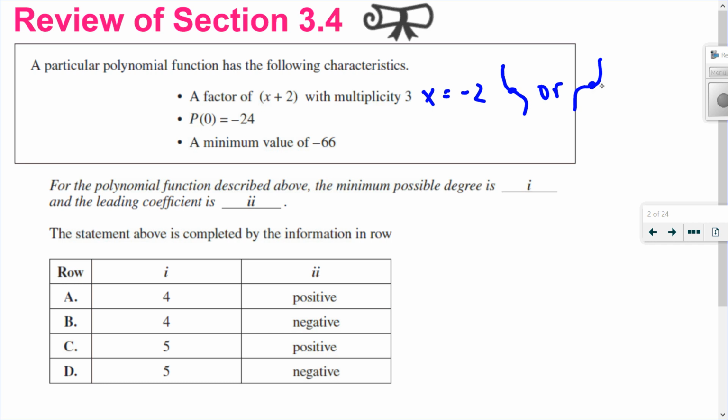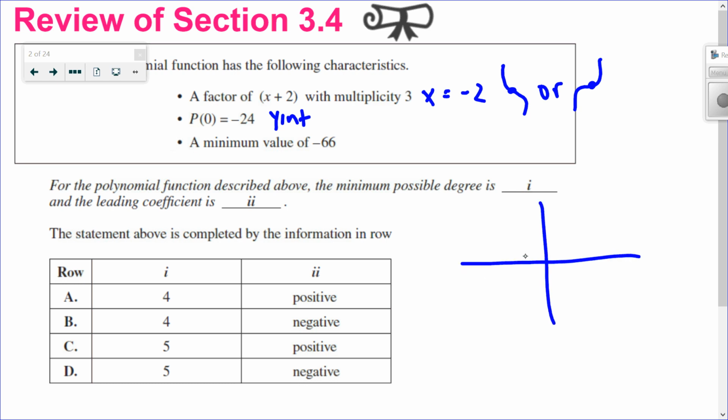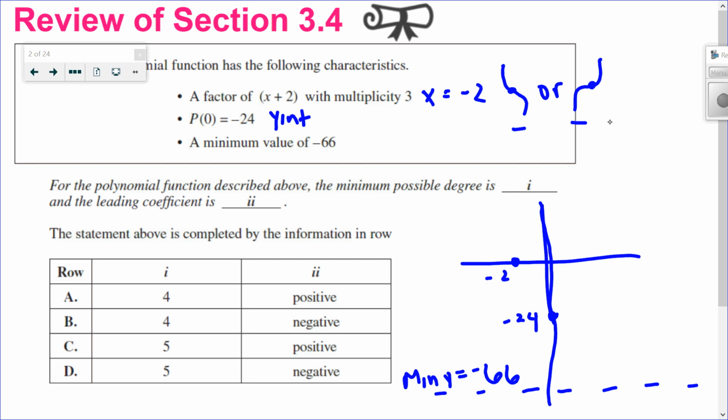I'm told that the value of my polynomial when x is 0 is -24. That's just a y-intercept. And that I have a minimum value at -66. So let's just do a little sketch of what this would look like. Not drawn to scale, but I have my x-intercept there at -2. I'm going to really extend this. I have my y-intercept at -24. And then all the way down here at -66, I have a minimum value, which means my graph does not go below that point.